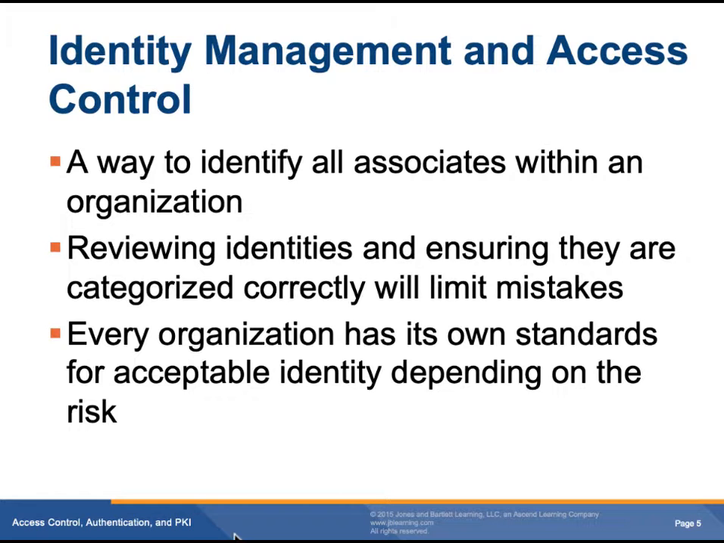Identity management and access control consists of these three aspects: a way to identify all associates within an organization. Number two, the review of identities to ensure they are categorized correctly. That will limit mistakes. And number three, every organization has its own standards for acceptable identity depending on the risks of that organization and the risk of the assets within the organization.